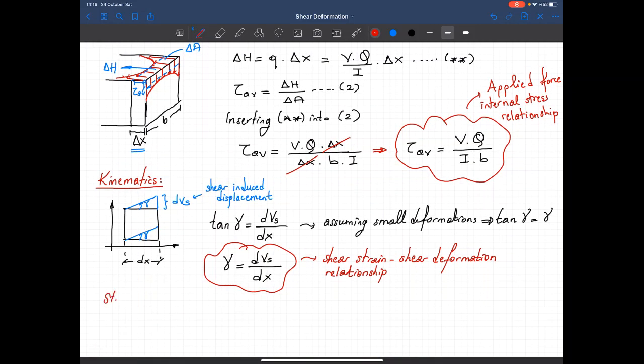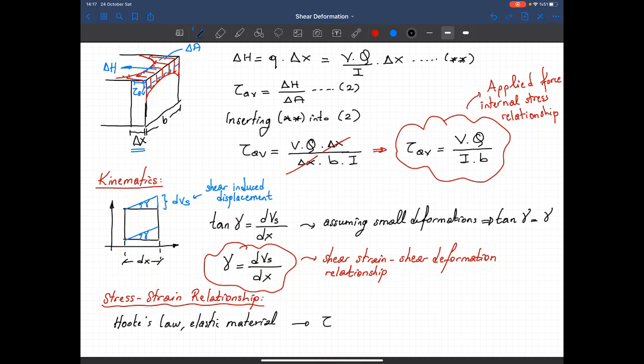And we also have to determine the stress-strain relationship. Again, we will be using Hooke's law for elastic material. And the relationship between the shear stress and the shear strain is as follows. This time we will be using the shear modulus. Okay, now I have the stress force relationship, I have the shear strain corresponding deformation relationship, and I have the stress strain relationship.